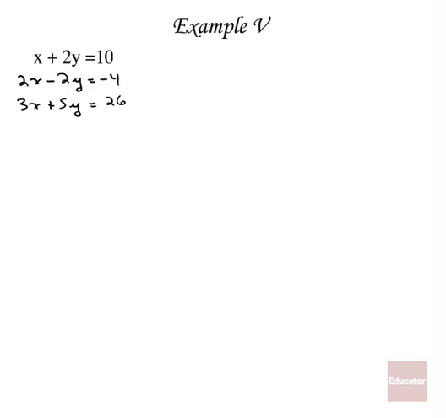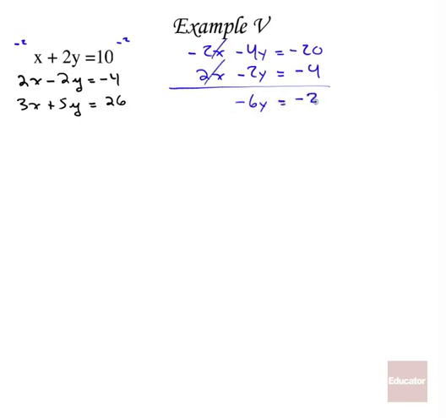So I'm going to multiply this by minus 2 to give us minus 2x minus 4y equals negative 20. And then, of course, this one stays the same: 2x minus 2y equals minus 4. When I do this, I get minus 6y equals minus 24. Y equals 4. Okay. So I get y equals 4.